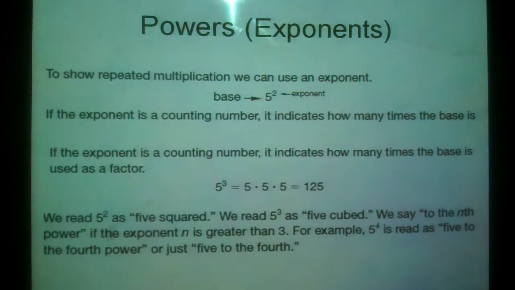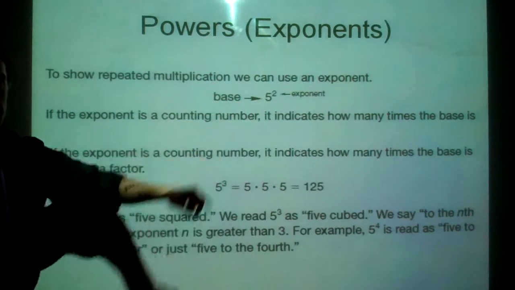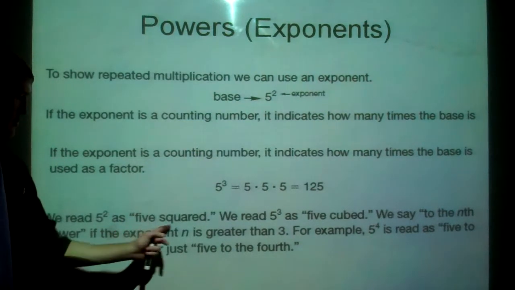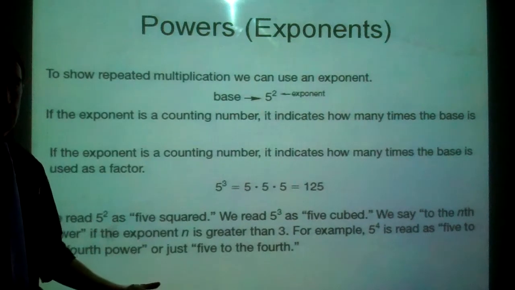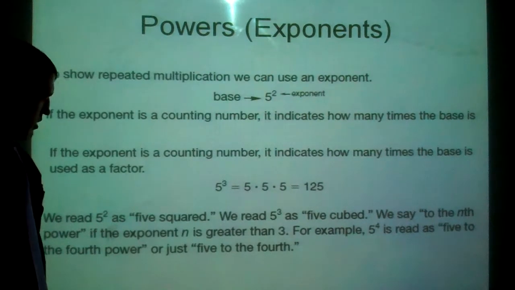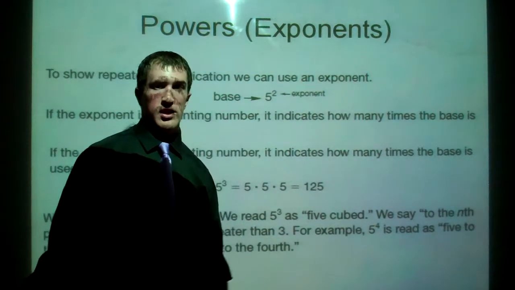Or, one other way to read these, if we have, like this one, this was 5 to the second power, that's one way to say it. Another way to say it is 5 squared. You'll hear me say that quite a bit. 5 squared, 5 to the second power means the same thing. 5 to the third power also is the same as 5 cubed.